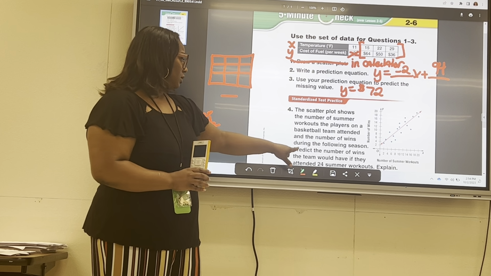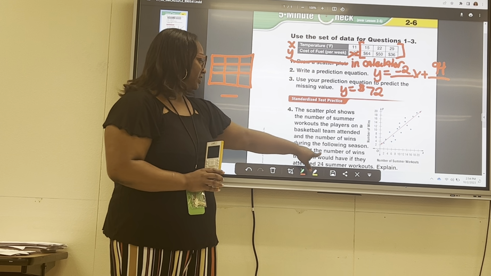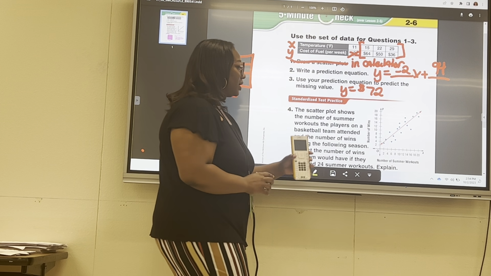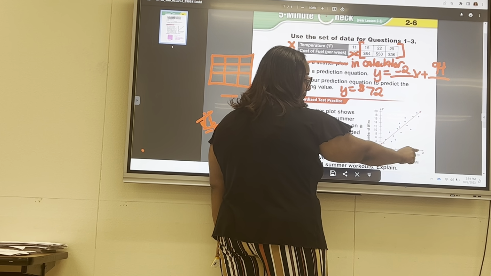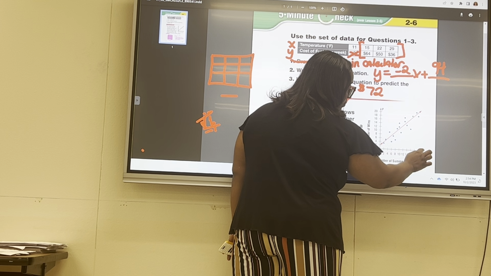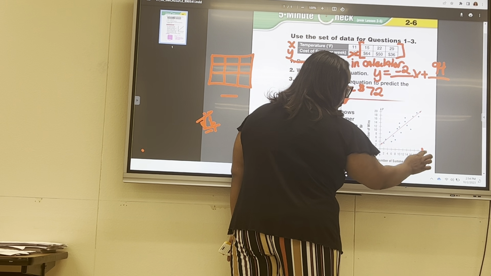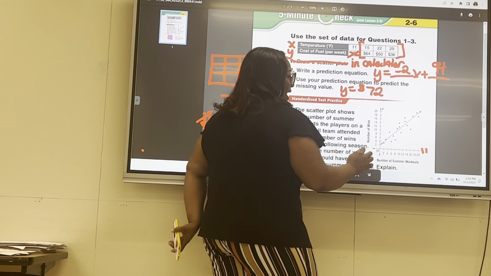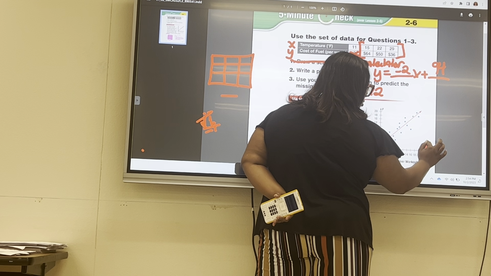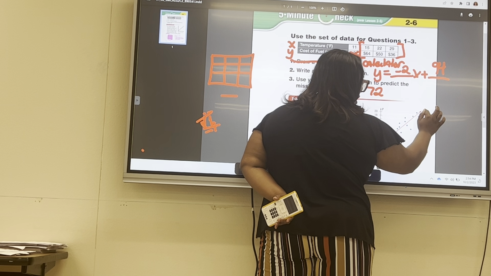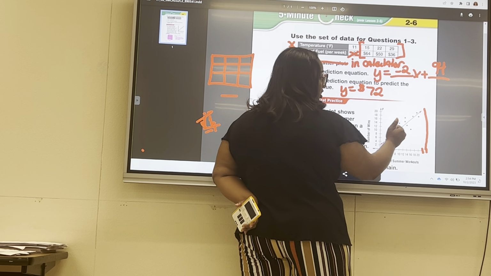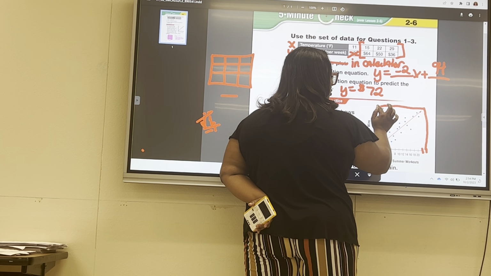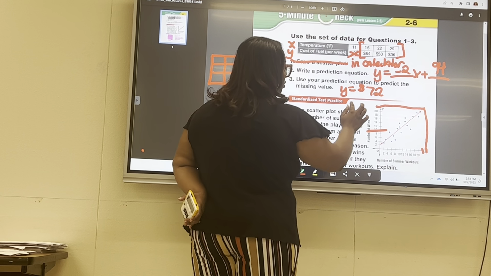All right? So it says predict the number of wins that the team would win if they attended 24 summer workouts. So I'm going to actually go on this graph. It stops at 20. So I know the next one should be 22. And then I'll be somewhere at 24 out here. So if I go to 24 summer workouts, I'm going to predict, fitting in with this correlation, how many games should I win? All right? 24 is going to be somewhere right here.